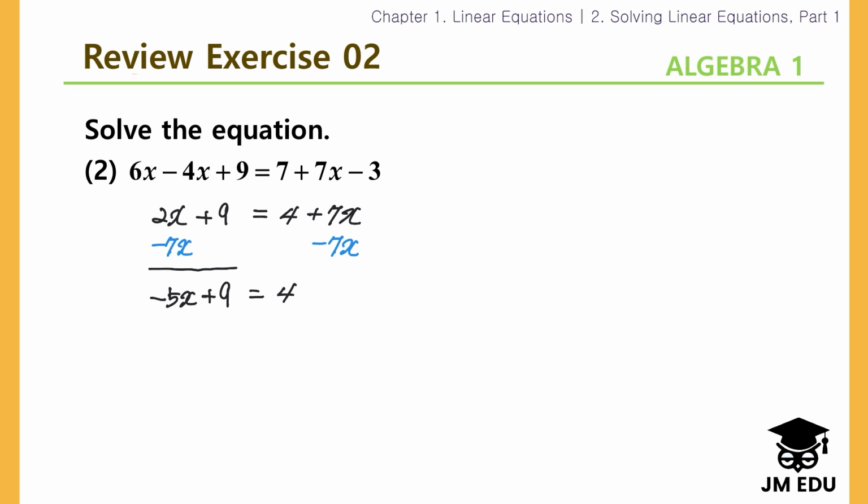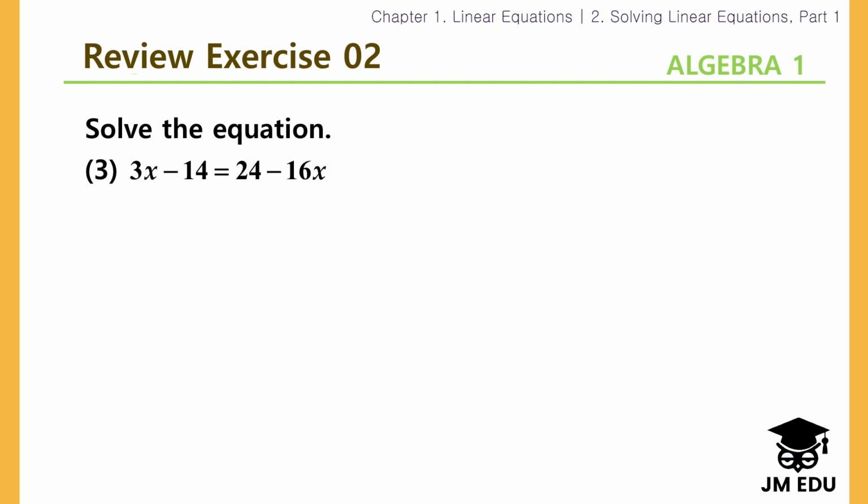Now let's remove this 9 by subtracting 9 each side. So we have negative 5x here, and we have 4 minus 9, that's negative 5. Now finally, divided by negative 5, divided by negative 5 gives us x is equal to 1.